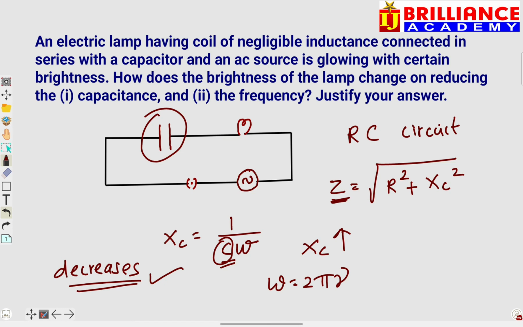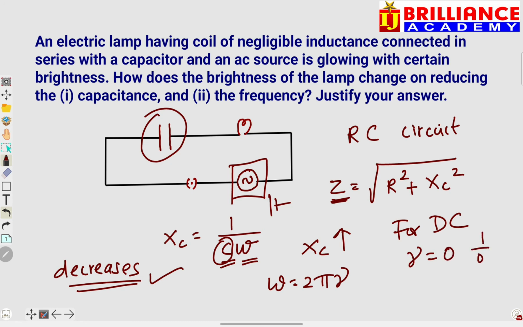One more thing we will discuss. Suppose this AC source is replaced by a battery, DC. What will happen? Can you guess? The capacitor will not allow DC to pass through. Moreover, you have omega also. What about the frequency for DC? For DC, frequency is equal to 0, so it is 1 by 0. So XC becomes infinity. It will offer infinite resistance, so the bulb will not glow.